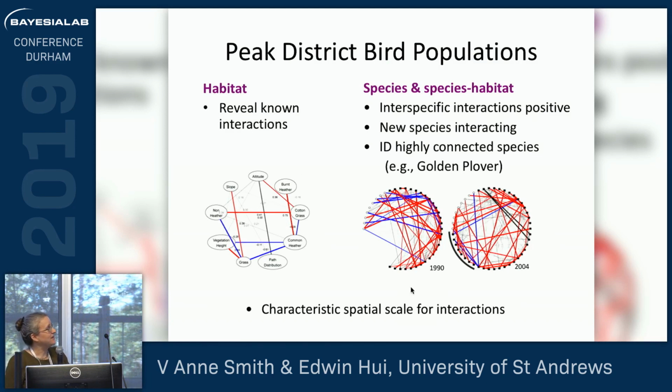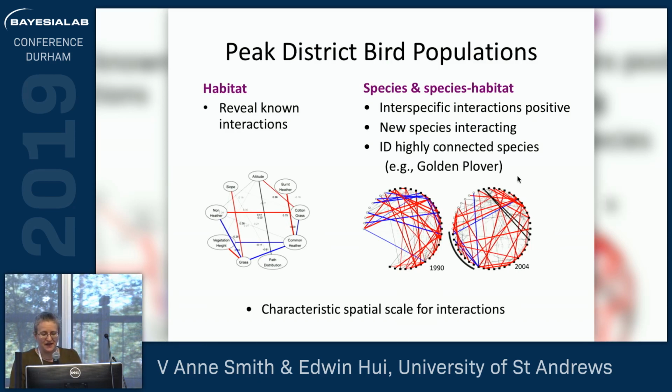And then looking at the interactions among everything, including the birds, we found that the interspecific interactions were mostly positive, which was expected in bird communities. And when we looked at new species that moved into the park, we were able to find how they integrated into the network, and they did integrate quite like they had been there before. They didn't have any particular signature of being new animals.